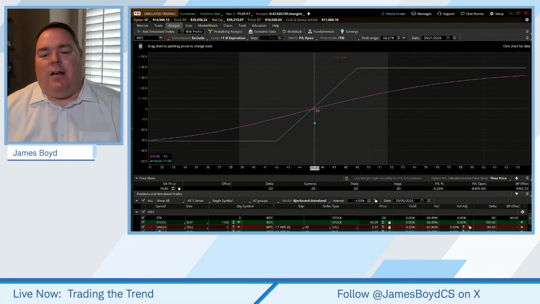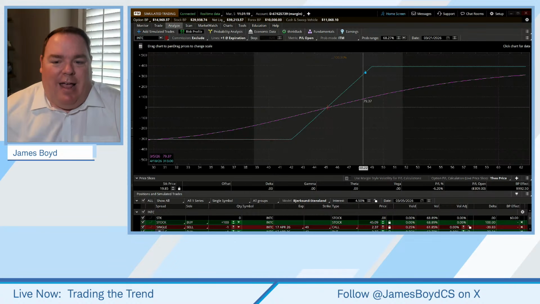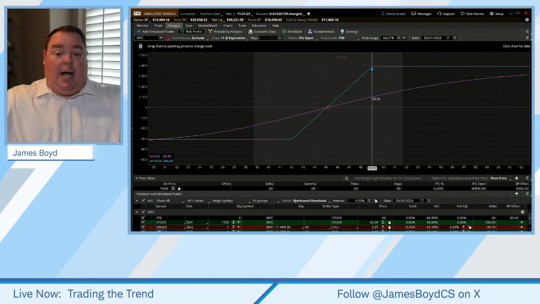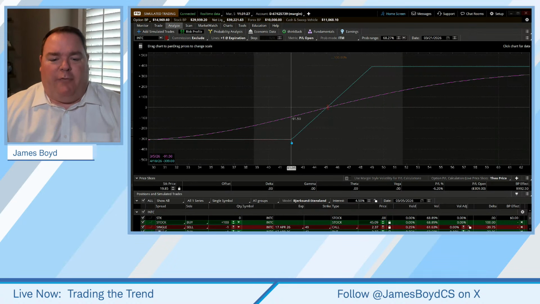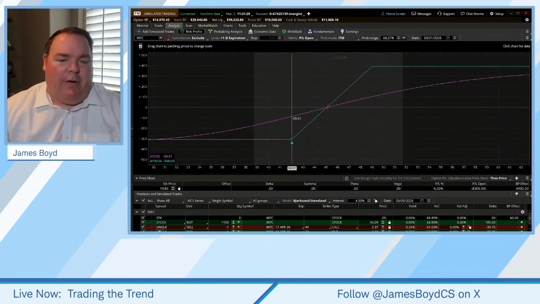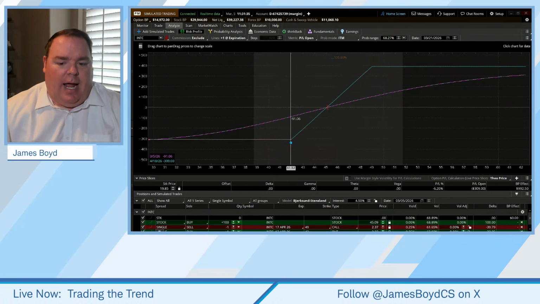Now, if you looked at the numbers, $400 if it just goes to the upside and over 49, but if it closes below 42, max loss right around 300. Now, here's the deal. It is a bullish trade, okay?